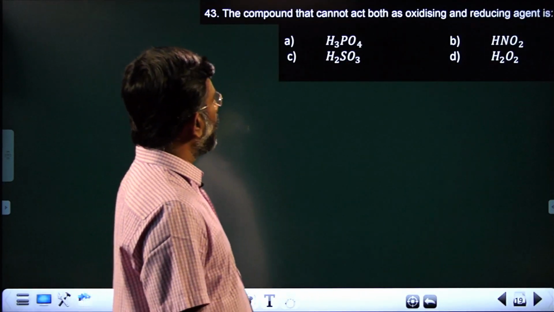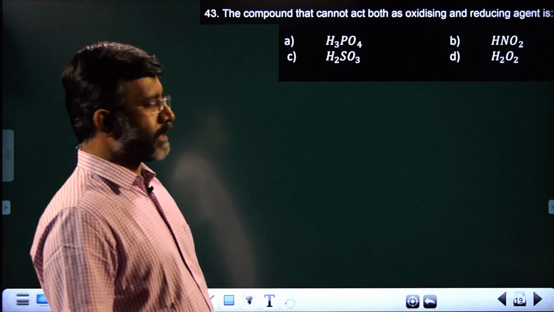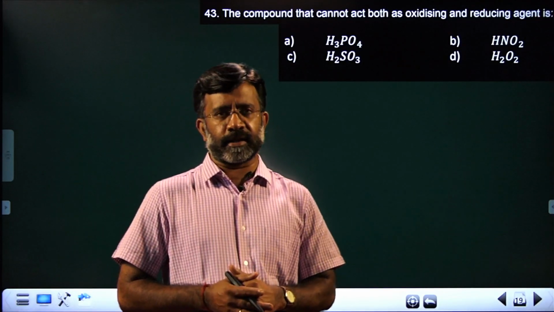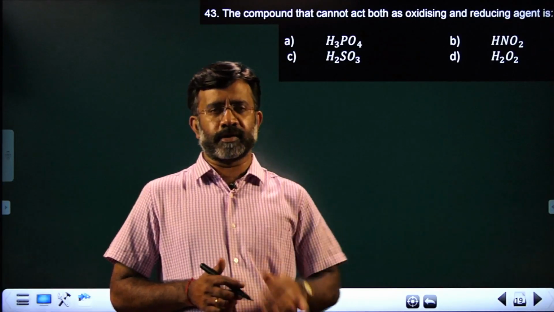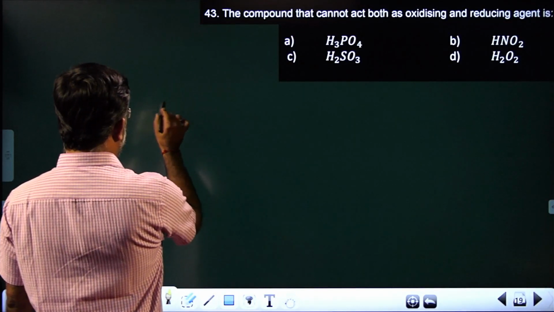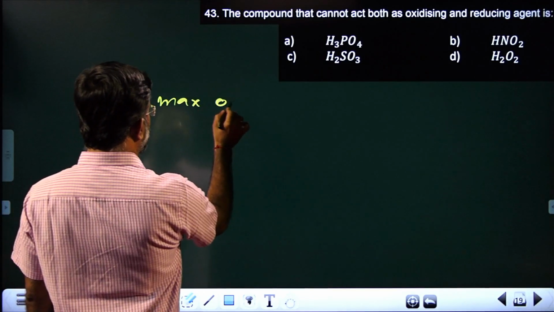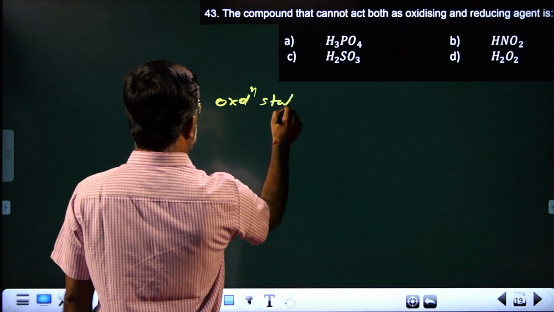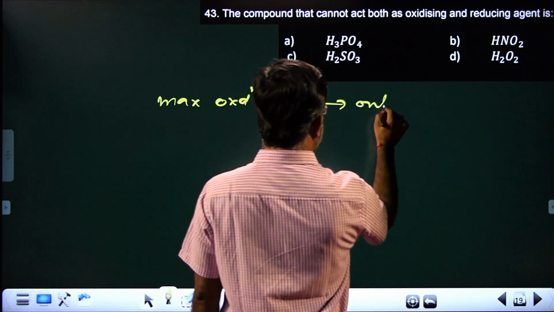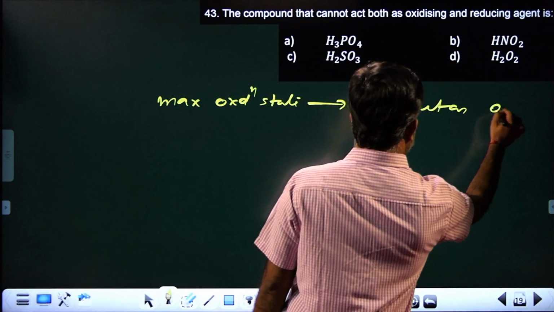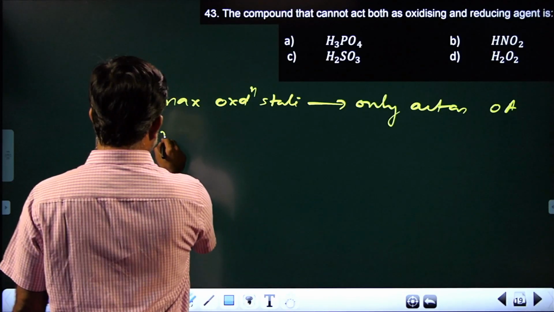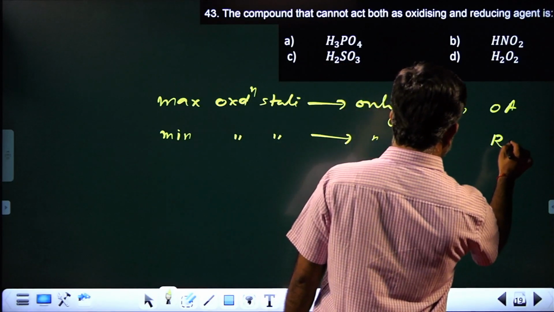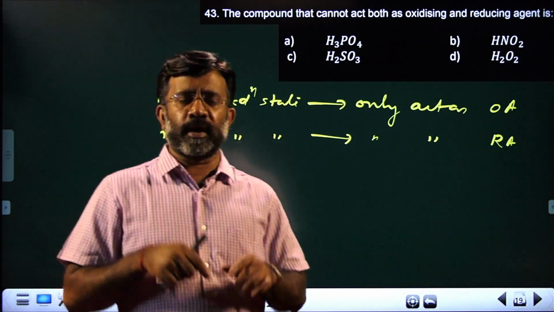The compound that cannot act both as an oxidizing and reducing agent. See, an element in a compound in its maximum oxidation state can only act as an oxidizing agent, while an element in the minimum oxidation state can only act as a reducing agent, while in between it can act as both.